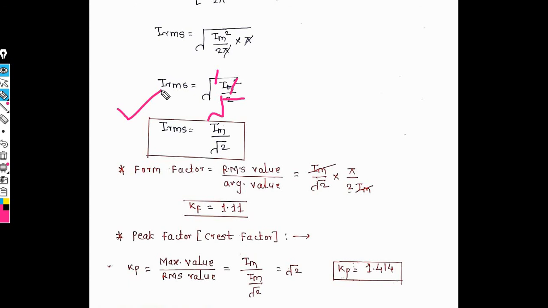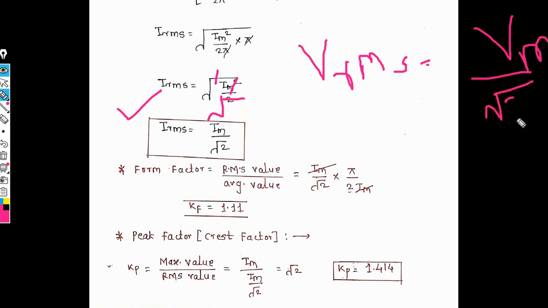That means in the RMS value, we first calculate the RMS value of the current, that is IRMS equals Im upon root 2. Also, the same for voltage: VRMS equals Vm upon root 2. This is for voltage, this is for current. We first calculate RMS current, then RMS voltage. Then we need the form factor and peak factor.